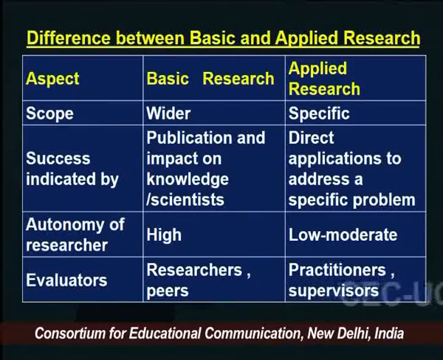Success in basic research is indicated by publication, impact on knowledge and scientists' feedback. However, in applied research, success is indicated by direct applications to address a specific problem. As far as the autonomy of the researcher is concerned, it is very high in basic research, but in applied research, it is low to moderate, because the researcher is tied to the problem and finding a solution to a real-life problem. Evaluators of basic research are other researchers and peers, and for applied research, the evaluators are practitioners, supervisors, and other concerned people.